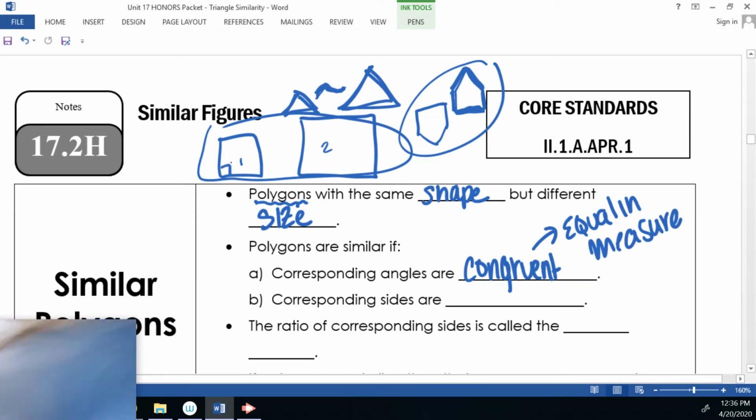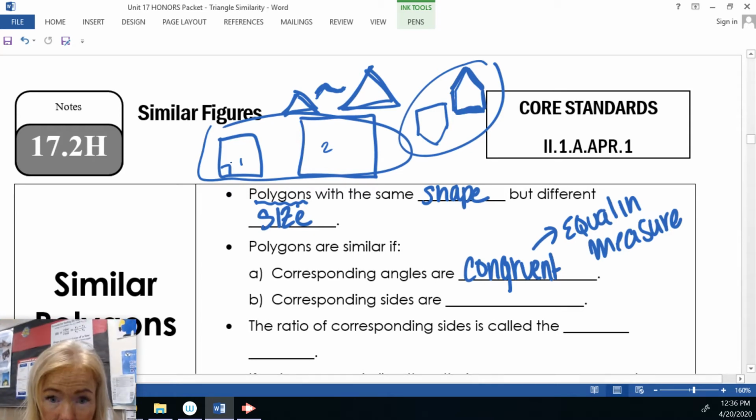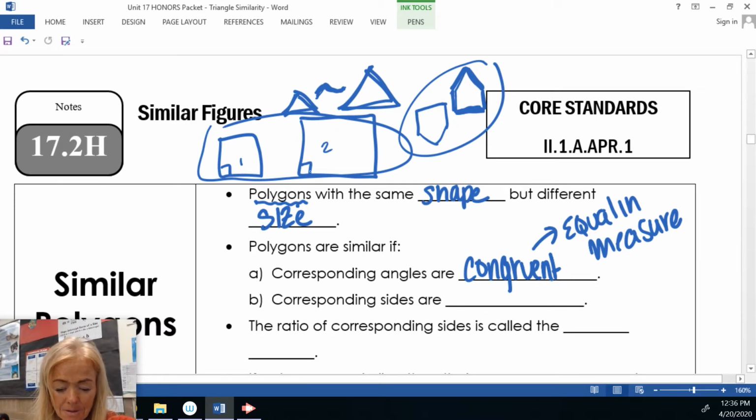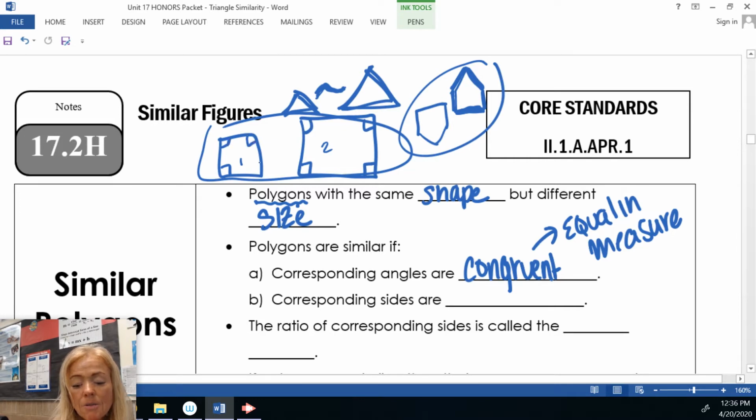So for instance, if I have an angle that's a 90-degree angle, then I'm going to have the same 90-degree angle. And then 90 and 90 and 90, they're all going to be congruent in angles or equal in measure. Whatever this is going to be the same, whatever this is going to be the same, and so on and so forth. Those angles are going to be the same. These angles will be the same measure as the corresponding angles in the other triangle.